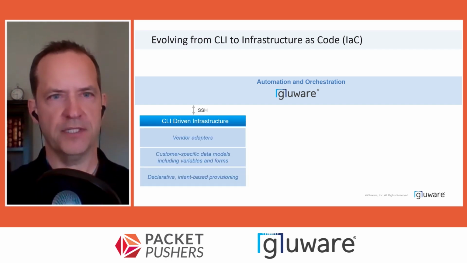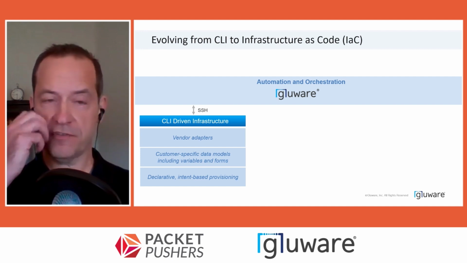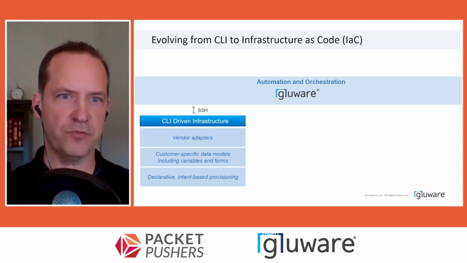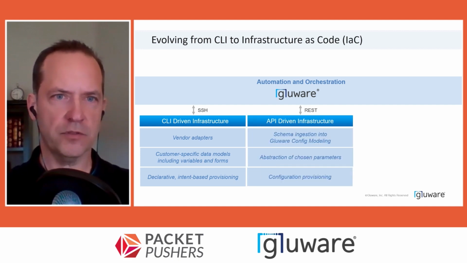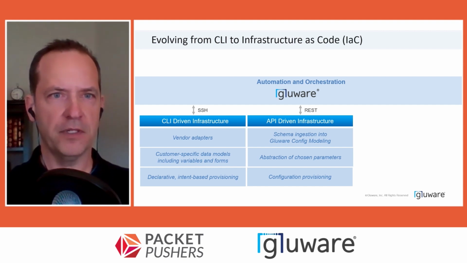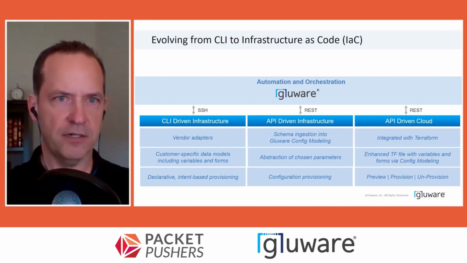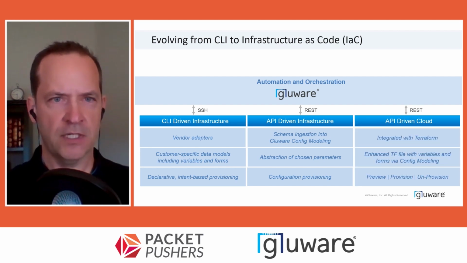Yes, sir. So thank you for having me, Ethan. There's three main phases within Gluware that we can start getting to infrastructure as code quickly. The first is really our core, which is the CLI-driven infrastructure. The second being API-driven, and finally API-driven into the cloud. What I would like to do is start on the left side of this chart that is building out.